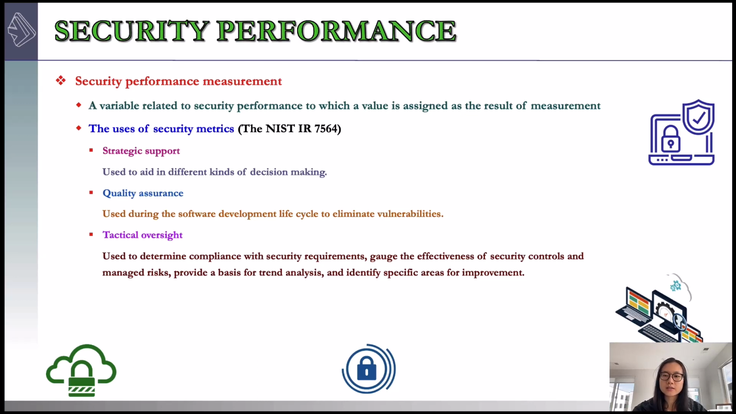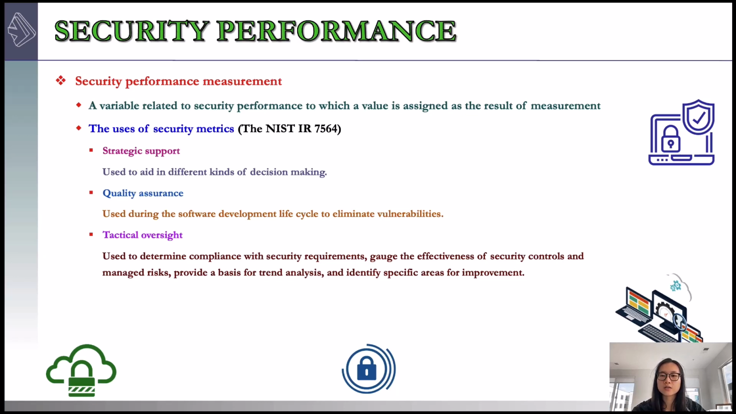The NIST Directions in Security Metrics Research lists three main broad uses of security metrics. The first area is strategic support. Assessments of security properties can be used to aid in different kinds of decision-making, such as program planning, resource allocation, and product and service selection.